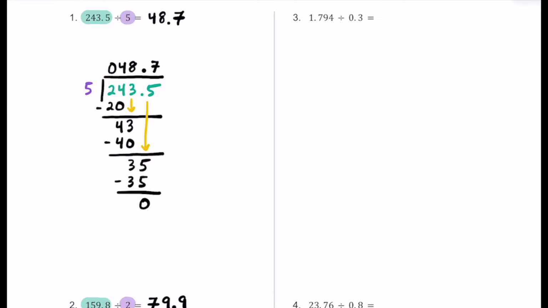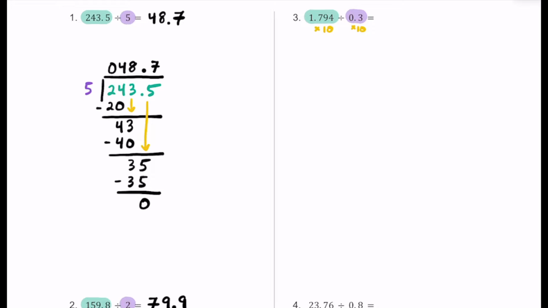Here is number 3. All right, for number 3, we have 1 and 794 thousandths, and then we were dividing this into 3/10. Okay, so we're going to see how many times 3/10 fits into 1 and 794 thousandths. Now, here's a bit of an issue right here. This is not a whole number. So what we're going to do is take this number and multiply it by 10. But if we do that, we're also going to take this value here and multiply it by 10 as well.